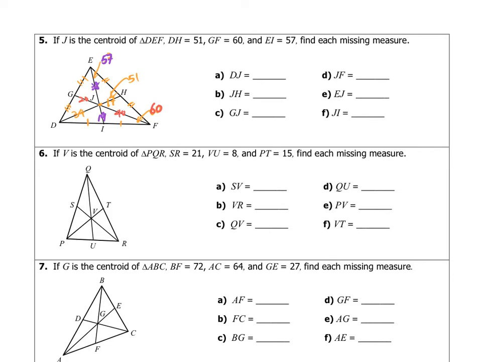So now I know DJ, where's DJ? DJ is 34. JH is 17. GJ is 20. JF is 40. EJ is 38. And JI is 19.